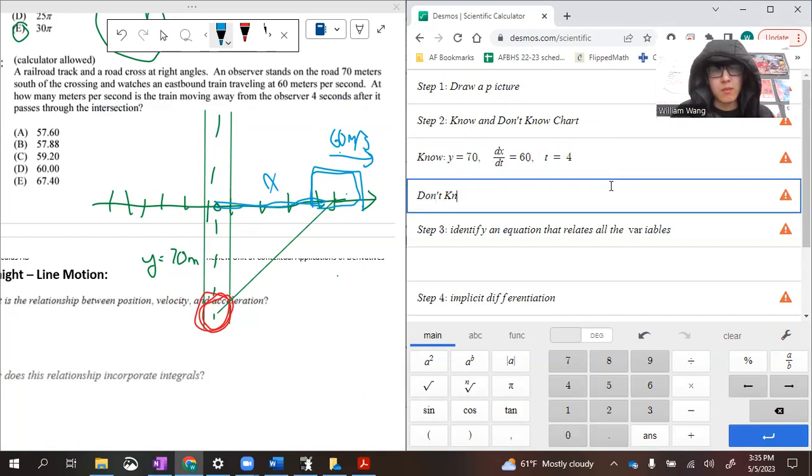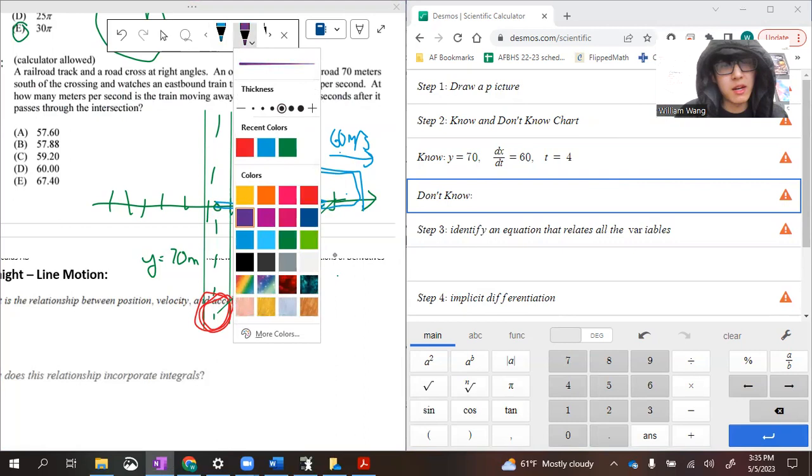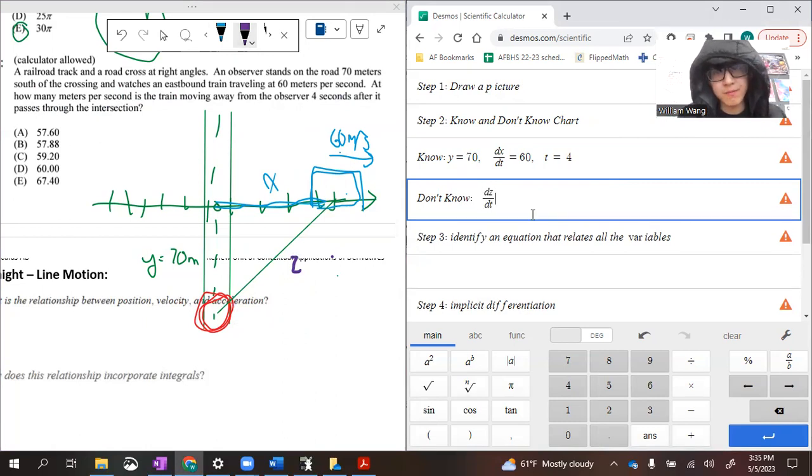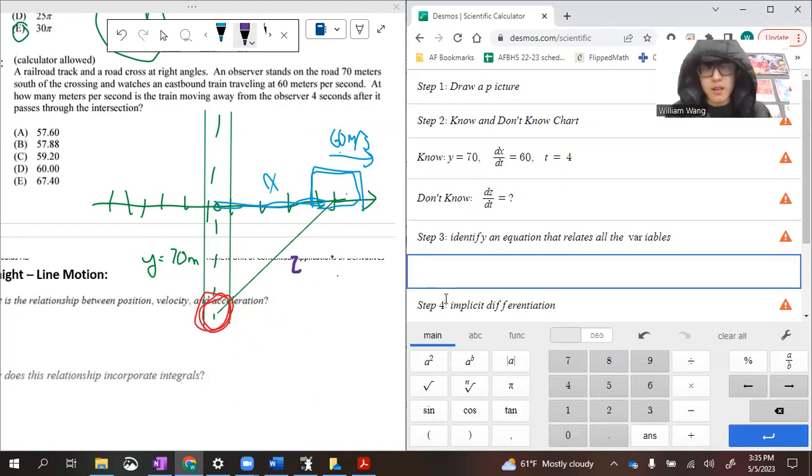What do I not know? Well, I don't know at how many meters per second the train is moving away from the observer. So I want to figure out how fast this green line is changing. I'm going to give this a totally different color altogether. I'm going to name this side z. If I'm trying to find how fast z is changing, that means I'm curious about dz over dt. I want to know the rate of change of the straight line between the observer and the train. I feel like that's as much as I can label because I labeled all the values given in my problem. We'll come back to it if we need to.